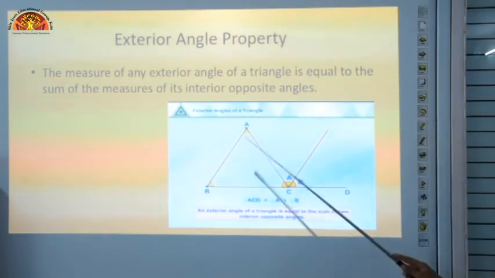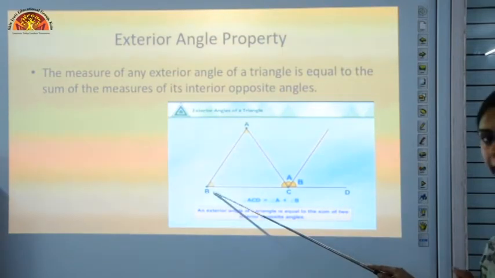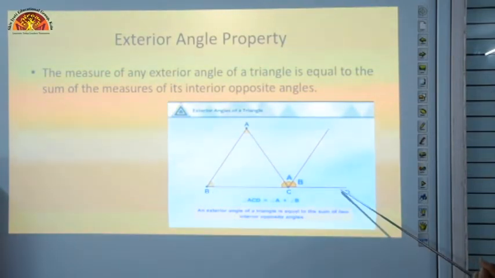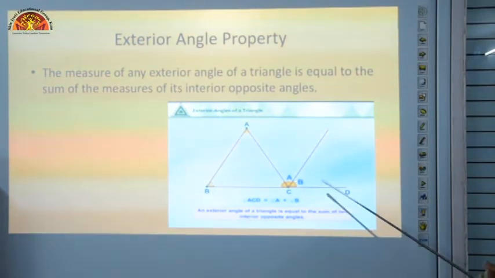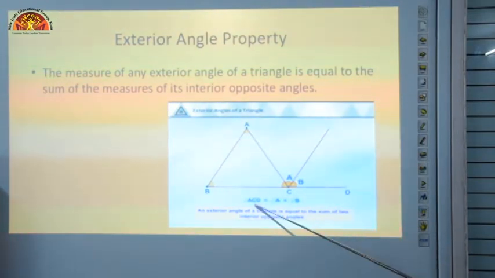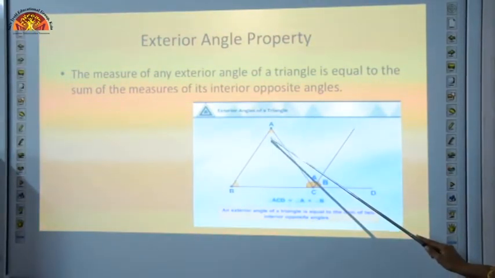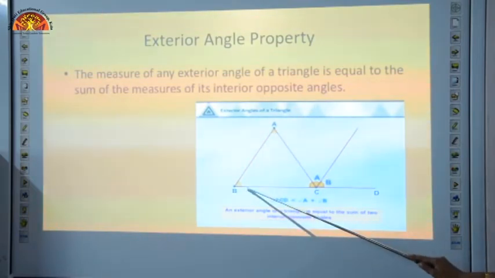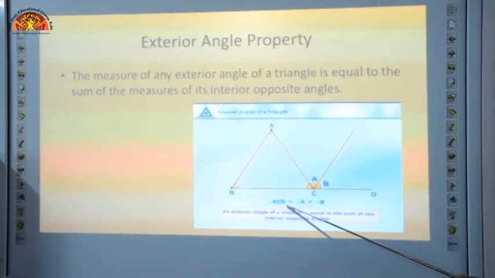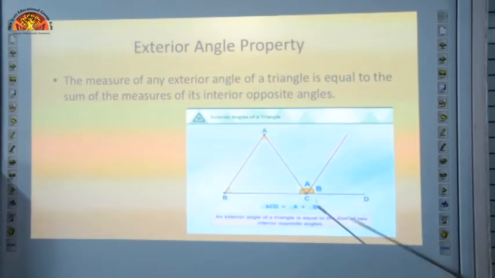Just see the figure. This is the triangle ABC and side BC is produced to D and ACD is the exterior angle. So as per the property, angle ACD is equal to the sum of the measure of the interior opposite angles. So the interior opposite angles are angle A and angle B. So angle ACD is equal to angle A plus angle B.